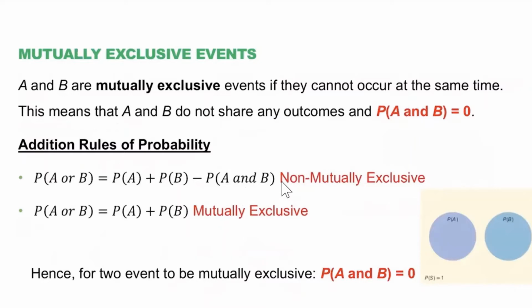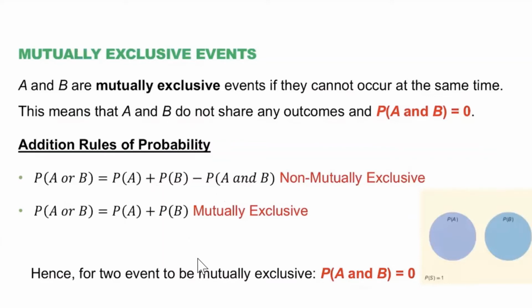So the meaning of that is, if you want to check whether two events are mutually exclusive or not, in a mutually exclusive event, we don't have this part. We don't have minus probability of A and B. The reason why it is not there is because this probability will be 0. That's why it is not there.